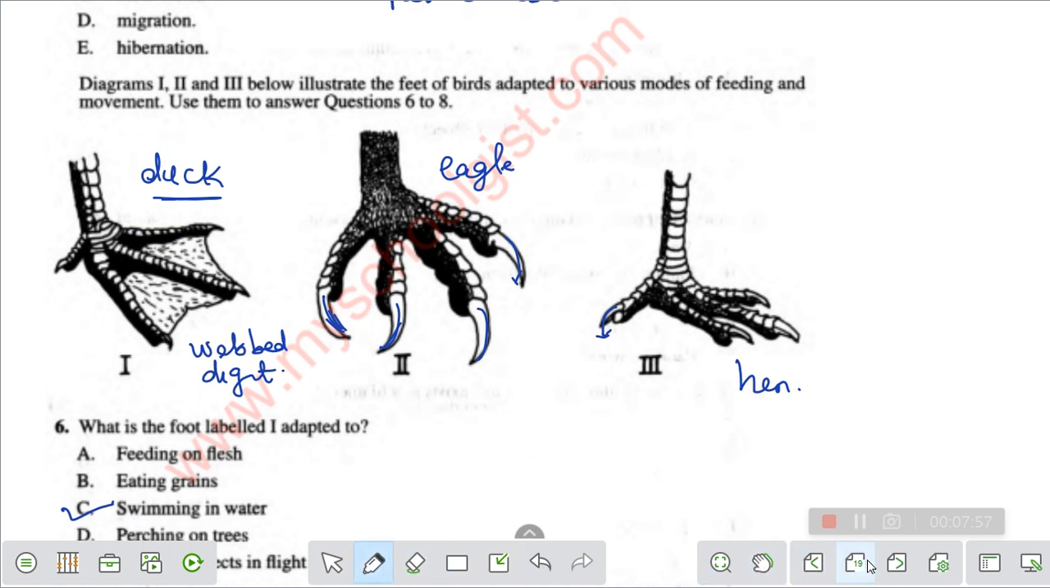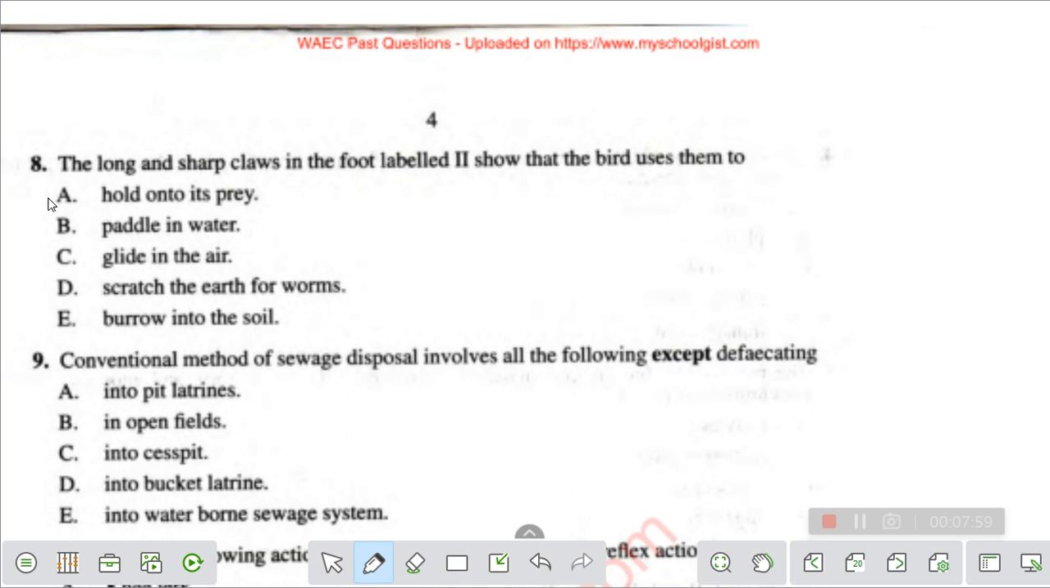I hope you get it. So the answer is what? Hold on to its prey. It's not paddle in the water, no. Glide in the air, no. Scratch the earth for worms, no, that's the hen. Burrow into the soil, that's not the eagle. So the answer is it holds on to its prey. So that's that for this video episode.